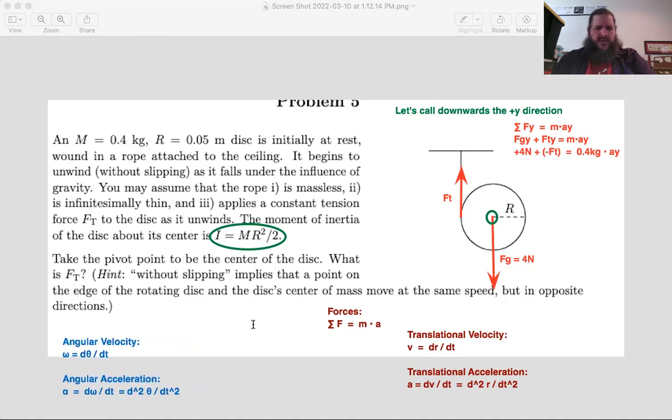Torque from tension. So torque from tension has to equal moment of inertia of the disk times angular acceleration. And we know that the moment of inertia is mr squared over 2. Any questions on that so far?